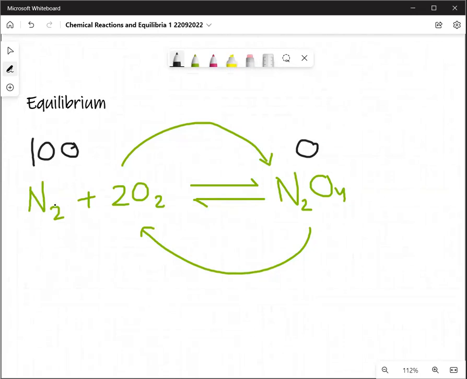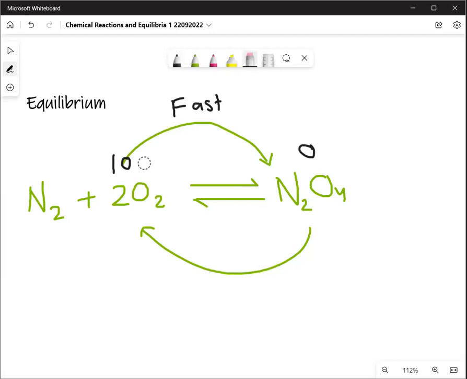Let's say you have 100 N2 molecules and 100 oxygen molecules. What happens is at the beginning, these will keep going forwards. Let's say the forward reaction will be a bit fast because we don't really have anything here, so it won't really go backwards, because right now at the beginning it's 0.